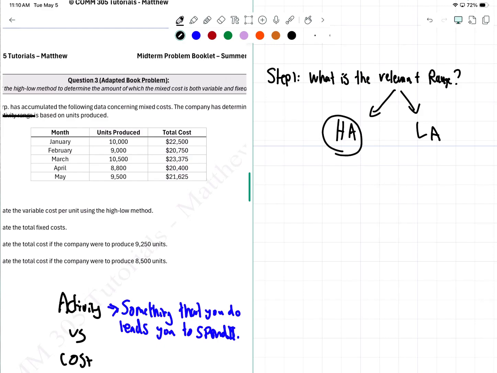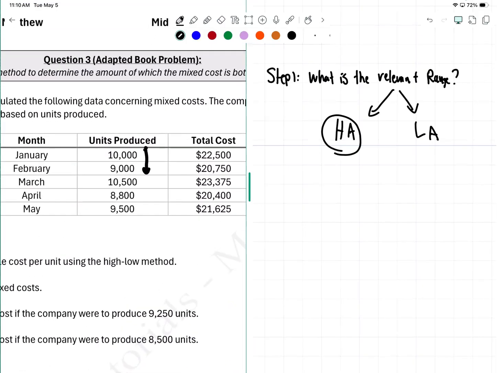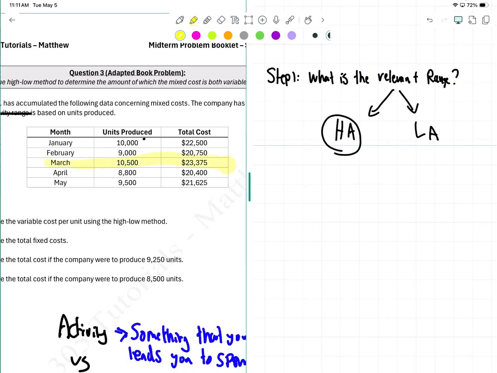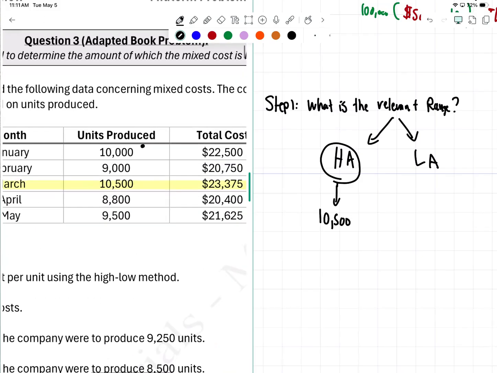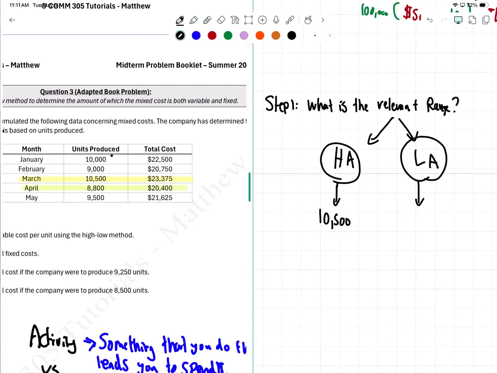Now, highest activity, guys, like I said, just look in the question here and pick the biggest number. So we look through here, guys, we have 10,000, 9,000, 10,500, 8,800, 9,500. And this is where on your exam you even have a highlighter. March has the highest activity and then the cost that matches. So your highest activity in step 1 is 10,500. And then the lowest activity is going to be in April, 8,800. So that is your relevant range.